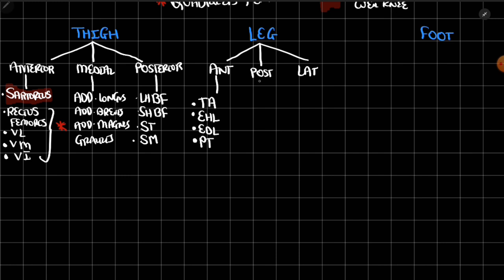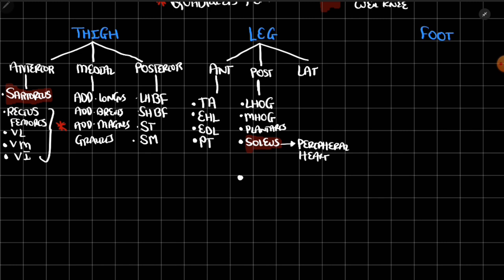Then the posterior compartment. The posterior compartment consists of the lateral head of gastrocnemius and the medial head of gastrocnemius. A small muscle present on the lateral head of gastrocnemius is the plantaris. Also, deeper to these muscles is our soleus. I will mark it and note it: it is also known as the peripheral heart.